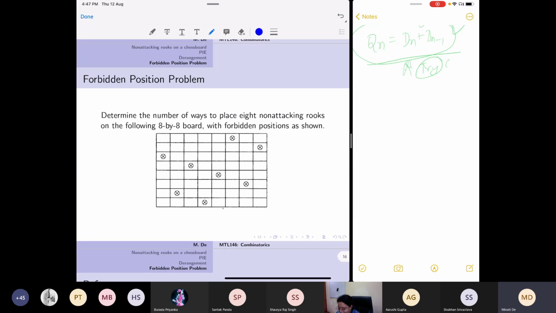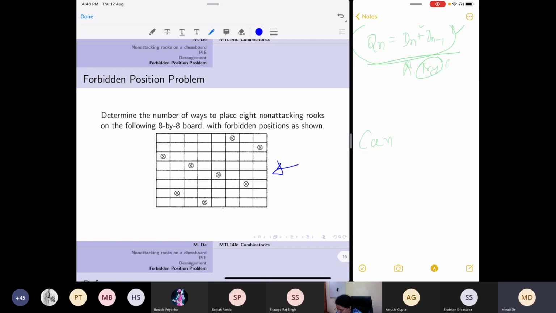Again, related to forbidden position and related to this non-attacking rooks problem. You saw this picture before also, the same picture. Let's consider this as an 8 cross 8 chessboard, and the positions which are marked are forbidden. You can't place your rook over these positions. Now I am interested in the number of ways you can place 8 non-attacking rooks in this chessboard, avoiding these positions.